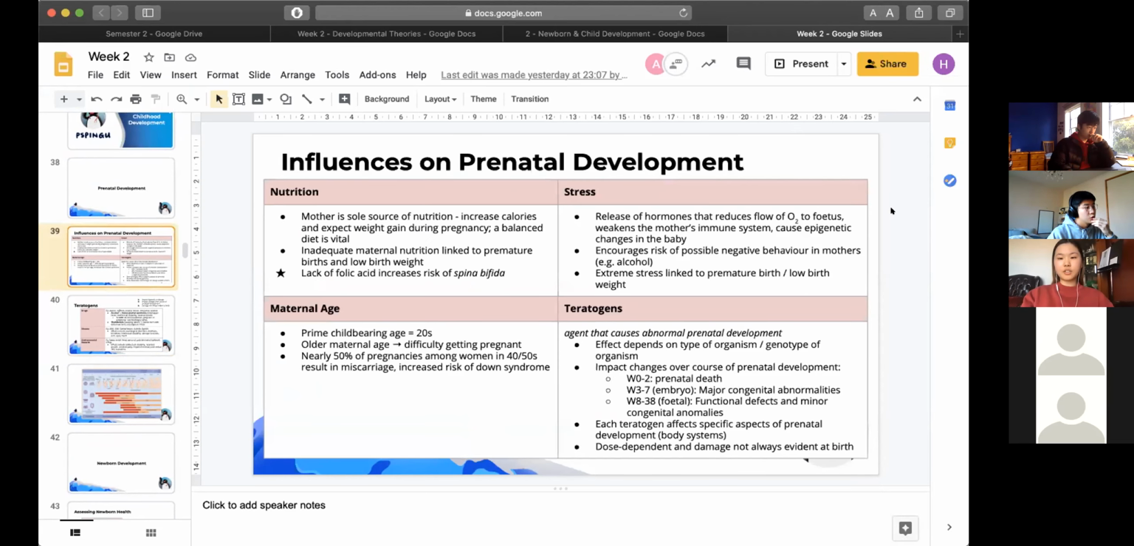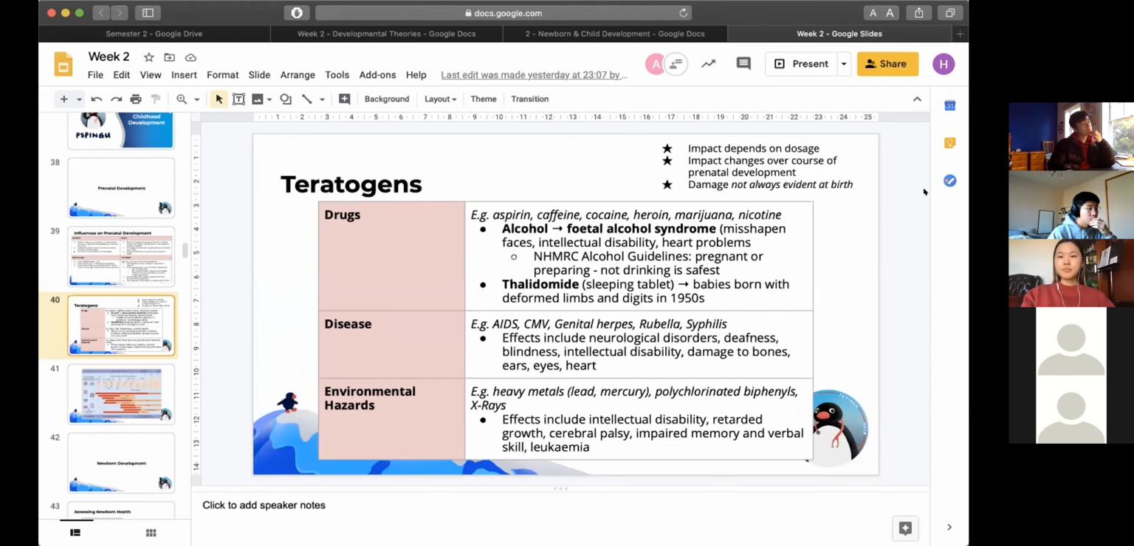If it's in weeks 0 to 2, you can get prenatal death. Weeks 3 to 7, which is the embryo, you can get major congenital abnormalities. Weeks 8 to 38, which is fetus, so that's functional defects and minor congenital abnormalities. So everything changes during the course of prenatal development. And the damage is not always evident at birth, so you can't always see the effects of these teratogens.